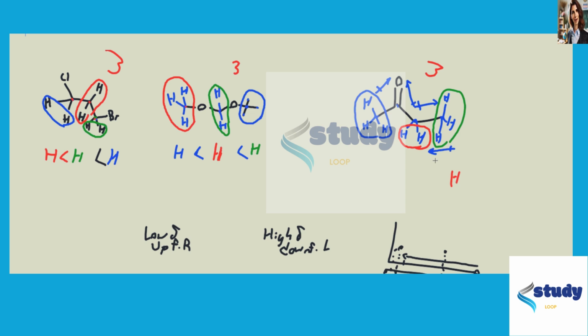Well, now what about the most shielded? Well, your most shielded protons will be the ones that are furthest away from your electronegative atom. So we see that we're left with the blue proton and the green proton. Well, the blue proton is 1 carbon away from this electronegative oxygen, while the green protons are 2 carbons away from the electronegative oxygen. So the green protons are furthest away from your electronegative atom, meaning that's going to be the most shielded. That leaves us with the blue one for the middle in terms of their chemical shift value.